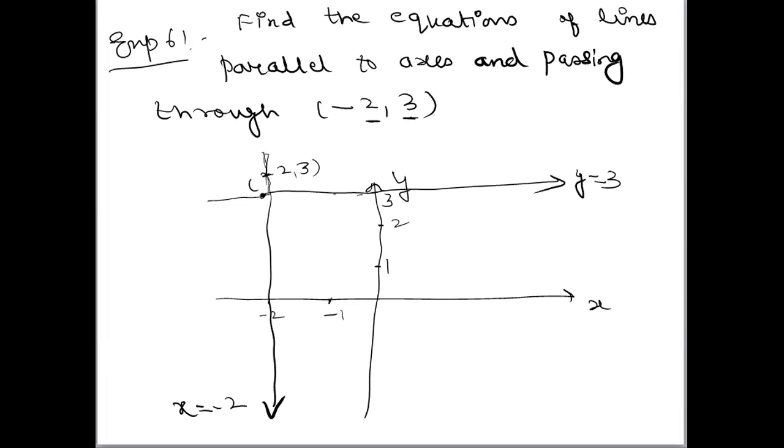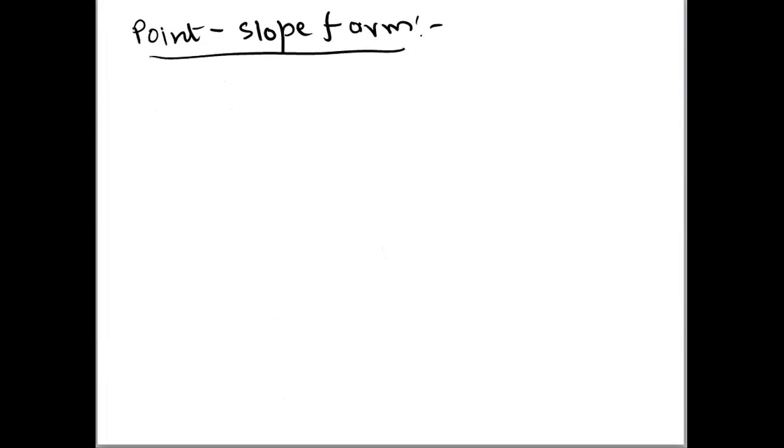Okay. So next. Now everything which we will be doing is a deduction. Deduction from the slope, from the equations of lines, right? Whatever we have done till now. I am going for point slope form. Okay. What is point slope form?